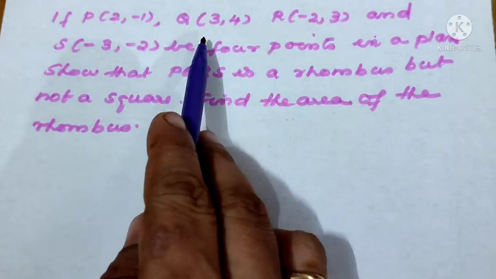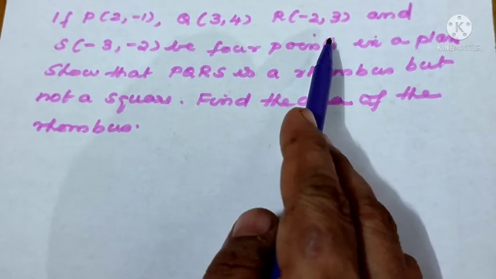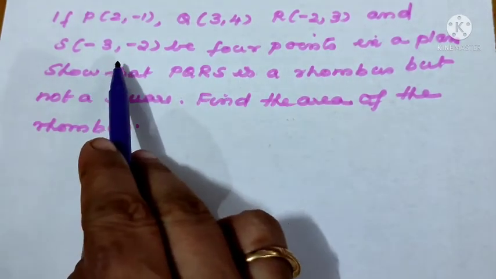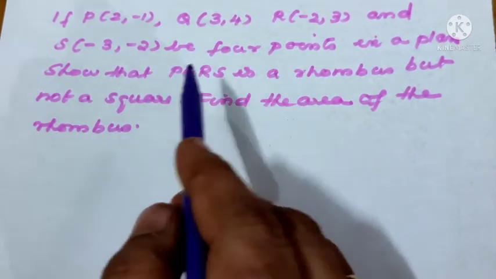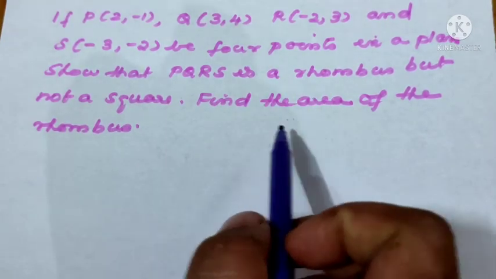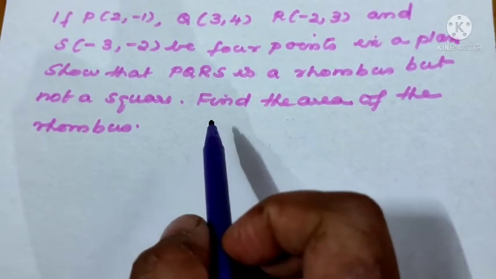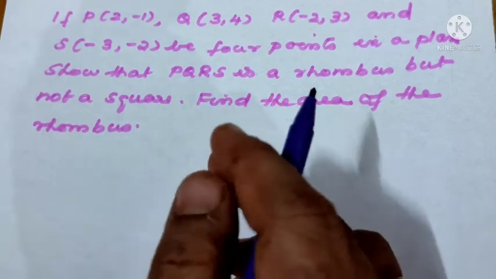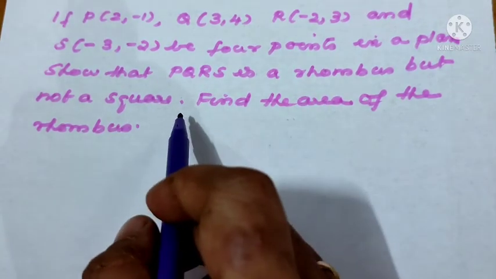If P(2, -1), Q(3, 4), R(-2, 3) and S(-3, -2) are 4 points in a plane, show that PQRS is a rhombus but not a square. Find the area of the rhombus. What are the criteria required to prove for this type of sums?